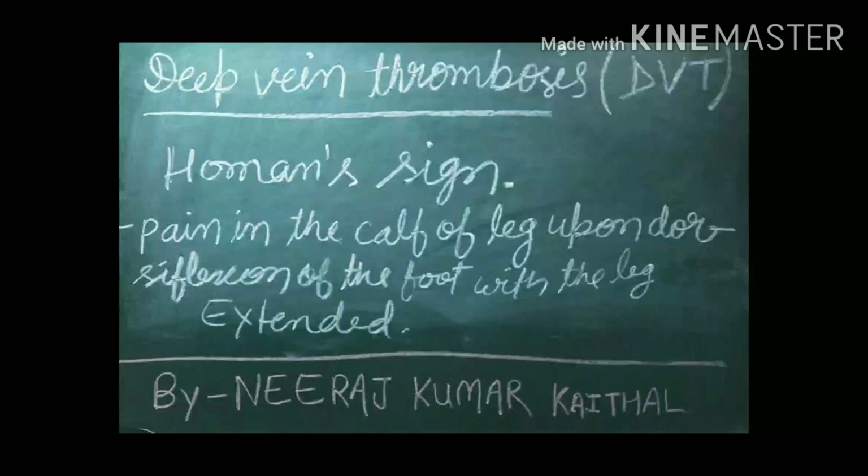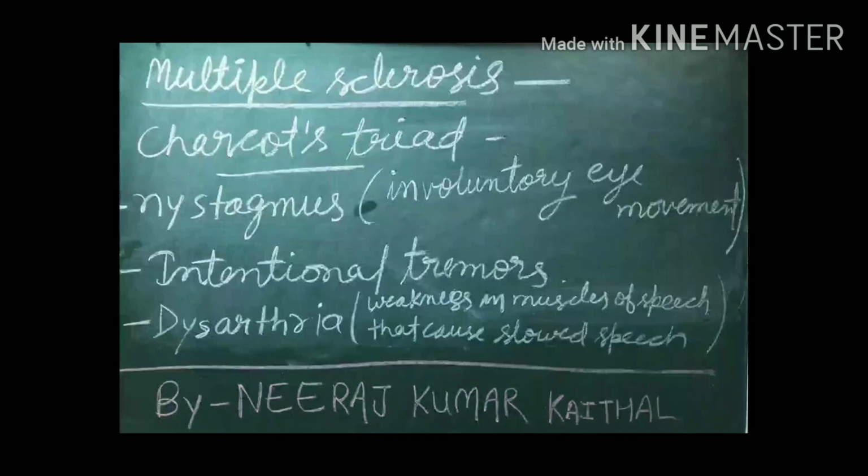Next, deep vein thrombosis, DVT. DVT is a blood clot in deep veins, usually in legs. It becomes serious if the clot moves towards the lungs and lodges there. Important sign of this disease is Homan's sign. What is Homan's sign? Homan's sign is pain in the calf of leg upon dorsiflexion of the foot with the leg extended. Next is multiple sclerosis.